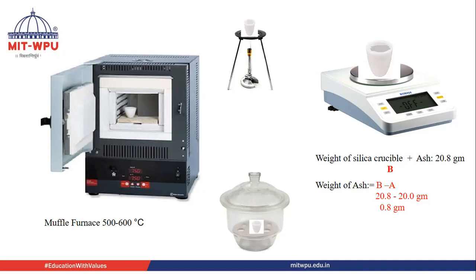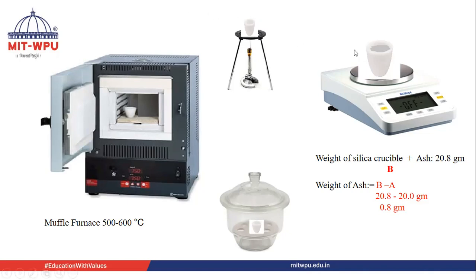Same way, if I do not have muffle furnace, we can use the tripod stand where the burner we can use, and we can see the change in the color. It will become black and then after it will become white or gray. And after that, once it is converted into the ash, we will keep it into desiccator. After cooling, we'll weigh it.